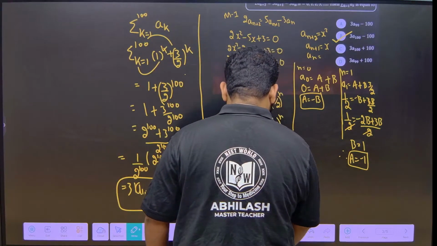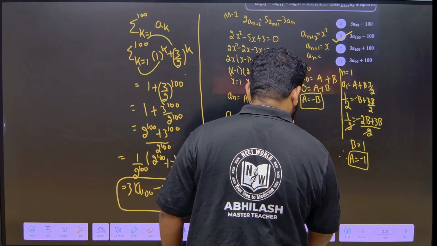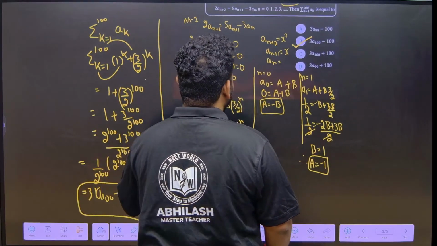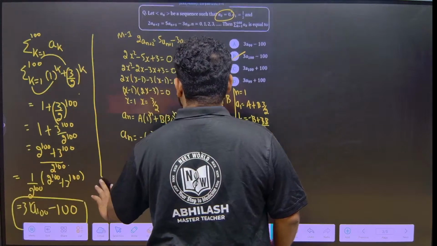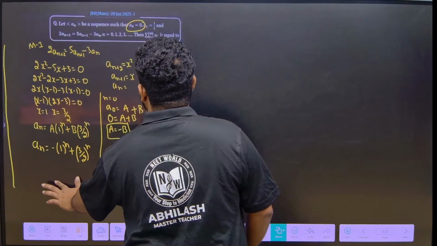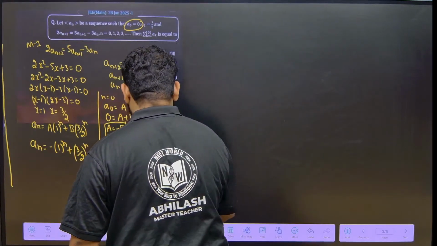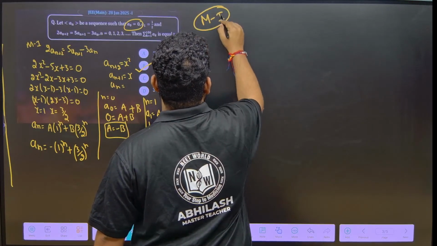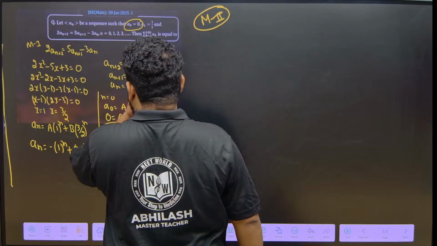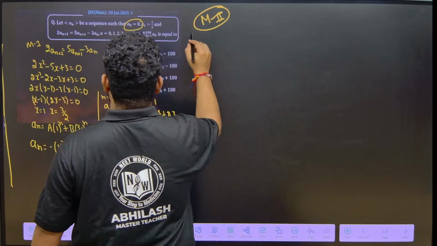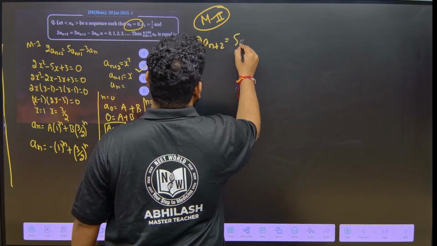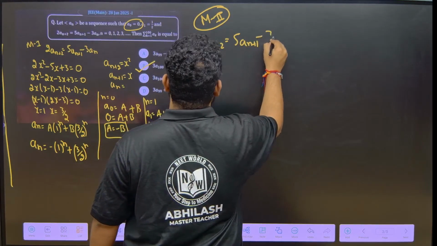See here. Let us follow the sequence and series method so that you can solve the question easily. Let me write it on this side: method 2, using sequence and series. Now, see here, they have given 2 times a(n+2) is equal to 5 times a(n+1) minus 3 times a(n).